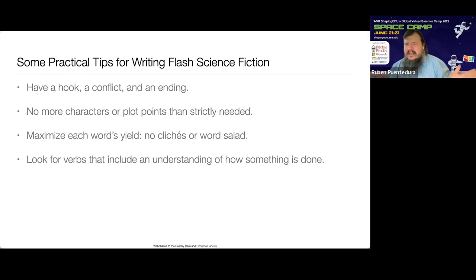No cliches. A cliche is something everybody uses, so it becomes meaningless, but also don't go with word salad, such as a somewhat fat, yet not too chubby young gentleman. Find a single word to do the whole work for you. And finally, look for verbs that include an understanding of how something is done. You need each verb to pack a punch. Think of that. And interestingly enough, think of all four of these tips in terms of, once again, metaphor. How you craft metaphor, how you create metaphor, etc.